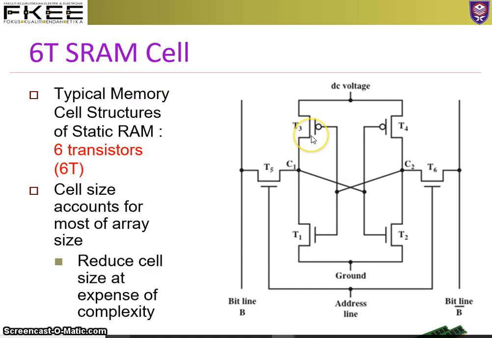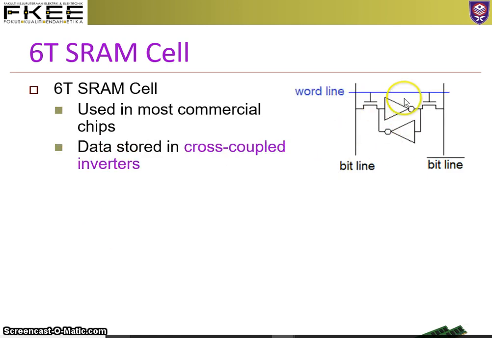We have 6 transistors, T1, T2, T3, T4, T5, and T6. This is one inverter, this is another inverter. So this is the pass transistor actually. It is controlled by the address line. We have bit line bar, okay, and we can view it. This is the first transistor, the first inverter, and this is another inverter.